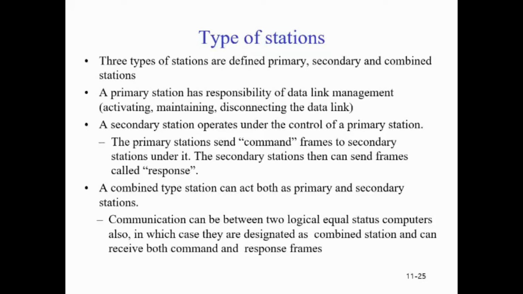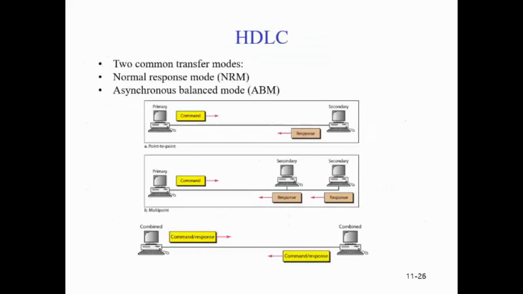Communication can be between two logically equal status computers, in which case they are designated as combined stations and can receive both commands and response frames. So in this case, both the stations can handle the commands and responses, and they are called combined stations. To communicate in a network, there are two types of modes, which are normal response mode (NRM) and asynchronous balanced mode (ABM), which we will discuss in detail later.